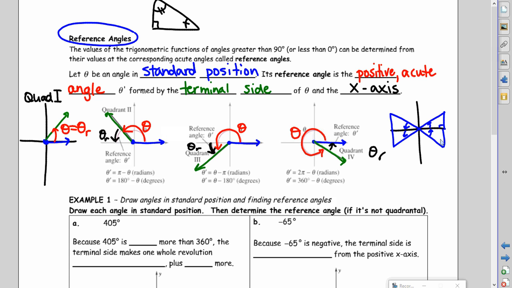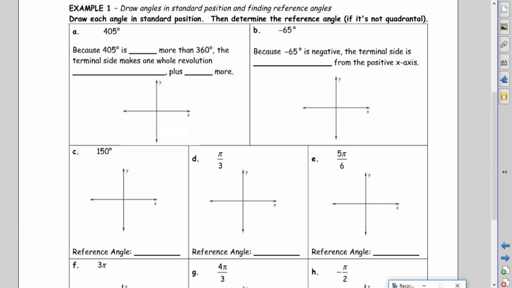The reference angle is always positive, it's always acute, and it always goes to the x-axis. So if you were dealing with 4 points that were in the same family rectangle right here, this arc measure or arc length would be the same, and all of these would have the same reference angle. Okay.